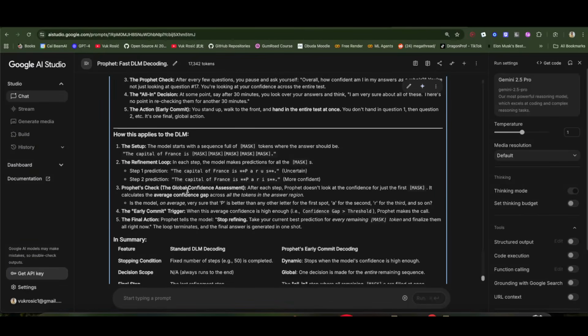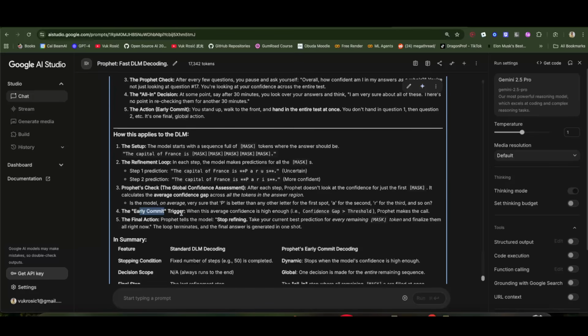ProFET's check, the global confidence assessment. After each step, ProFET doesn't look at the confidence for just the first mask. It calculates the average confidence gap across all the tokens in the answer region, so all 5 tokens. The average confidence gap: is the model on average very sure that P is better than any other letter in the first spot, A for second, R for third, and so on?